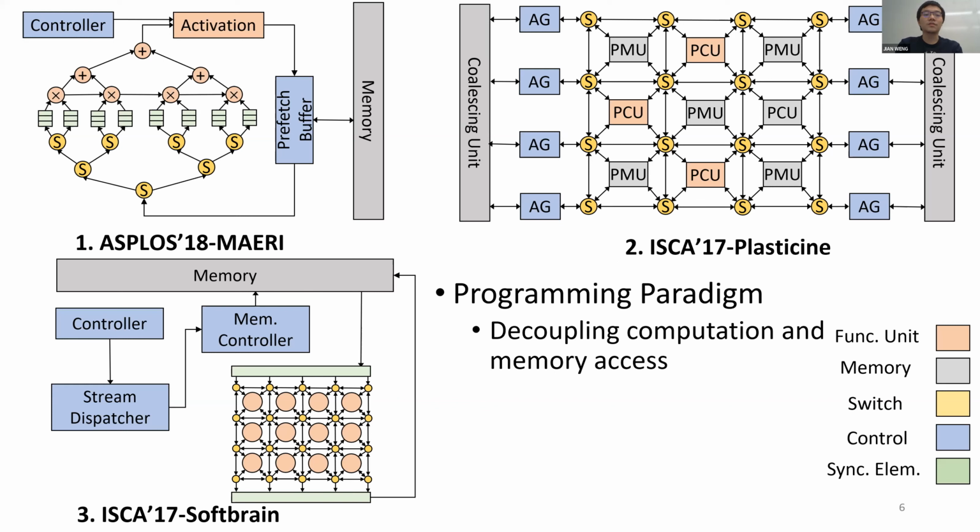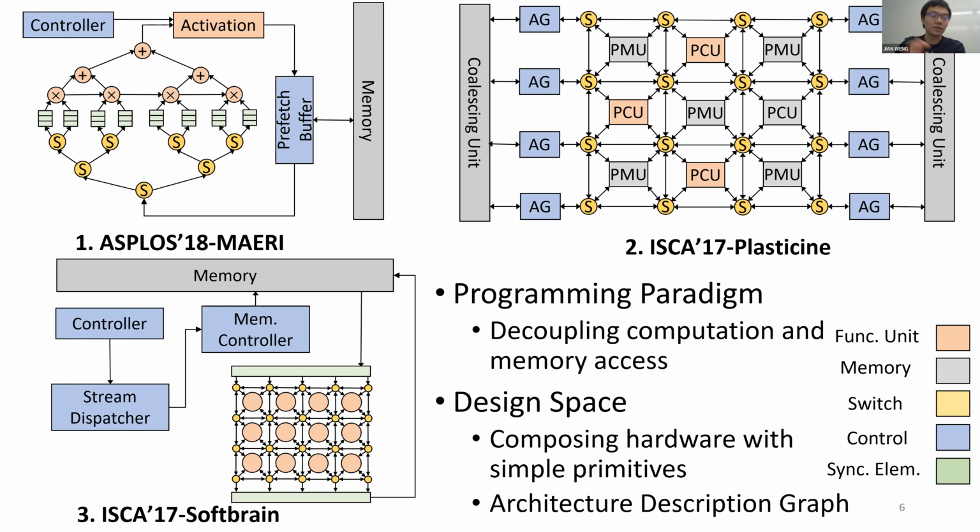These architectures are attractive to us because of their efficiency, modularity, and flexibility. The basic principle of composing a design point is to represent the hardware in a graph of these simple components. We call this graph the architecture description graph. This graph not only serves as a descriptor of the design point, but also as an abstraction for the compiler.